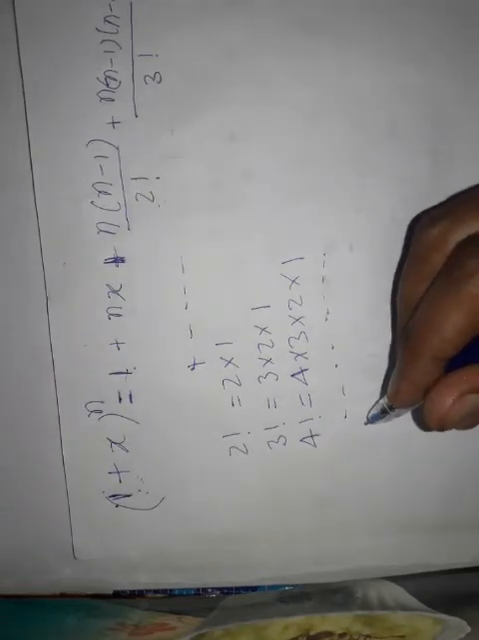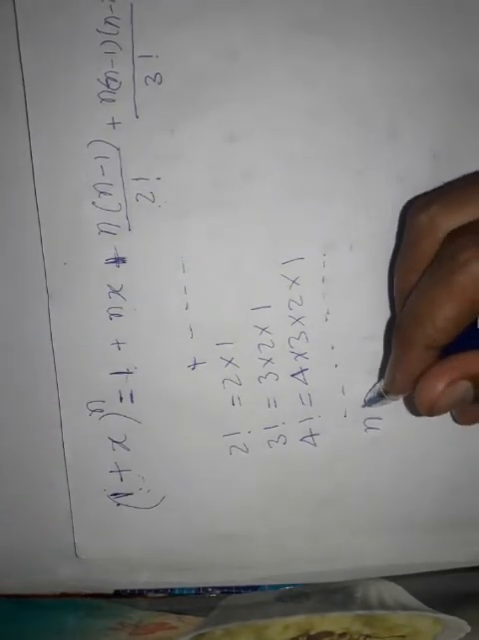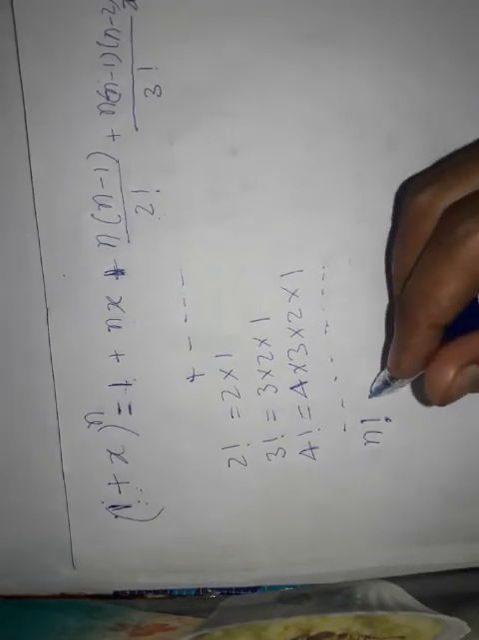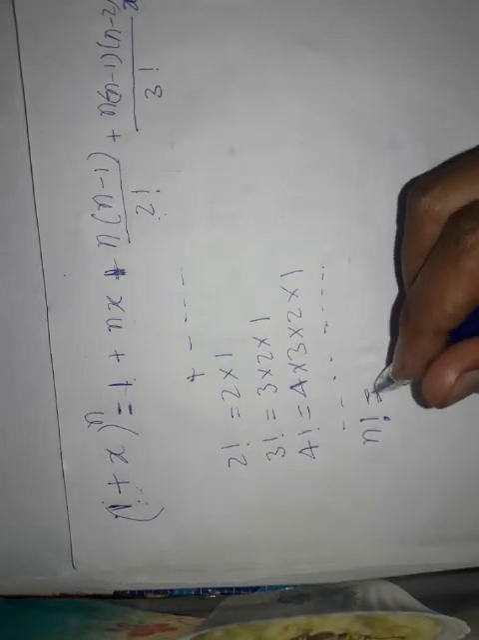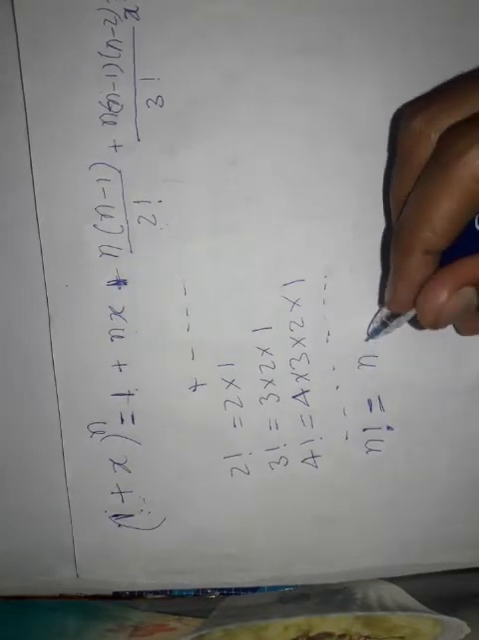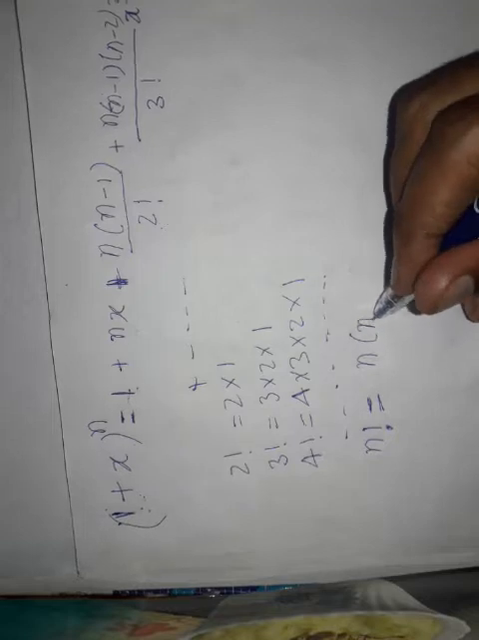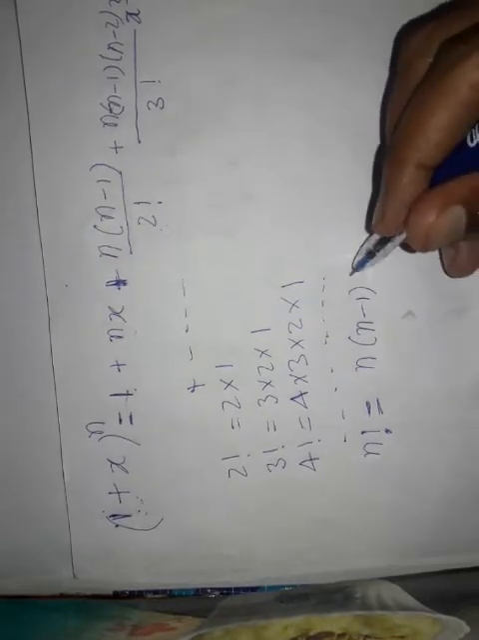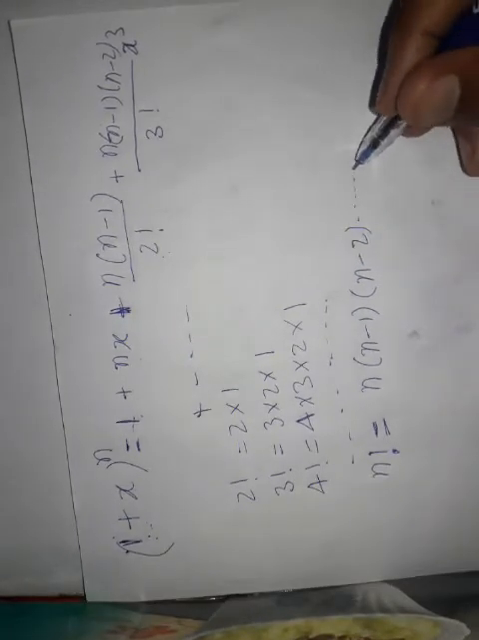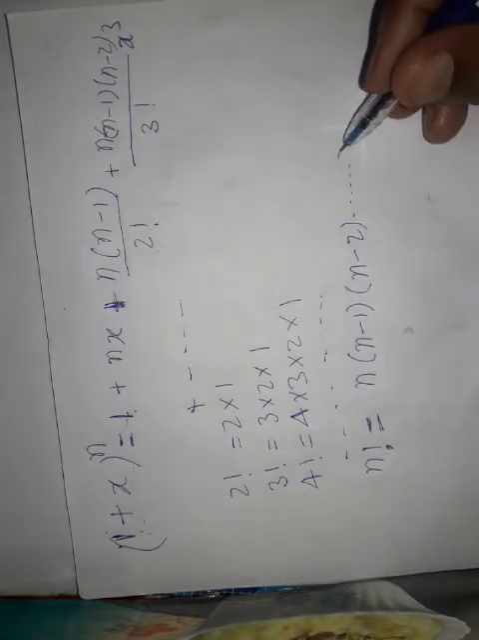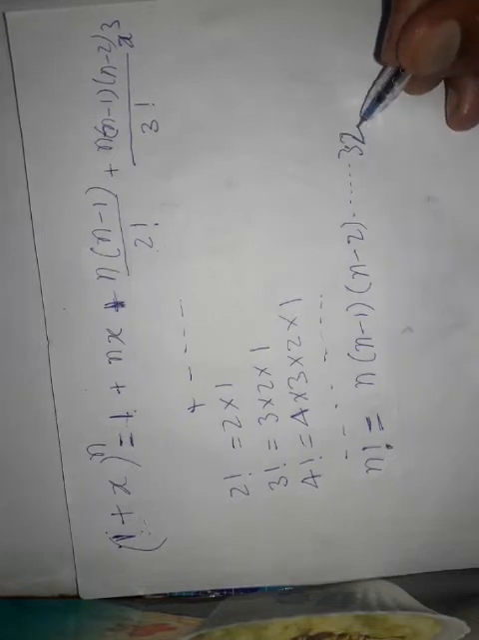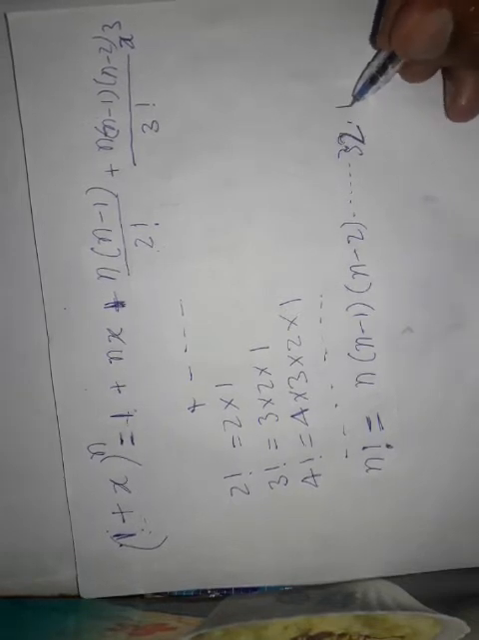So if we want to write factorial n, then what will be the value of factorial n? We can write n into n minus 1 into n minus 2 and so on, 3 multiplied by 2 multiplied by 1.